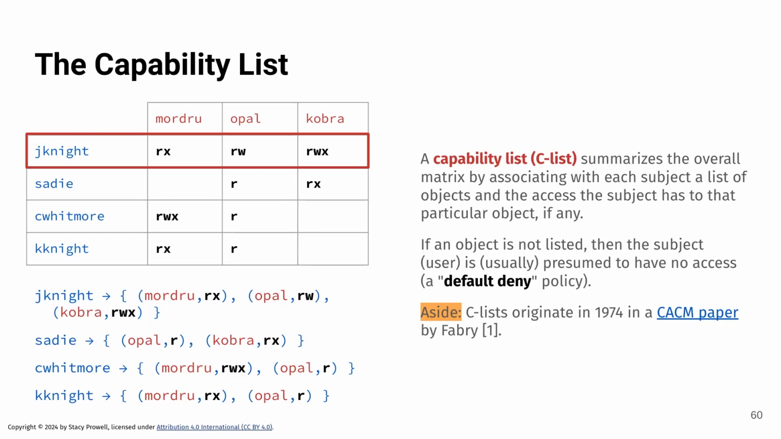Okay? Now, down at the bottom, we see that, whereas before we had 3 ACLs, one for Mordu, one for Opal, one for Cobra, down at the bottom we have 4, one for each of the 4 users that we have. C lists come along much later. They come along in 1974 in a Communications of the ACM paper, and they come along as a solution to a problem that we will eventually get to in this class and discuss. But for now, all you need to know, access control lists per file, capability lists per user.